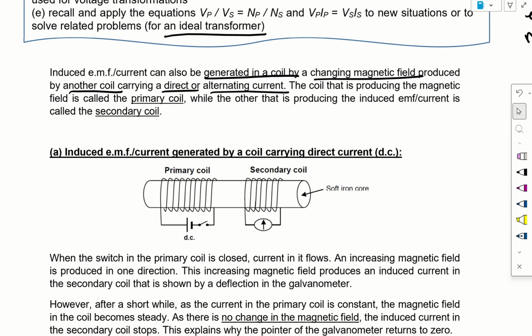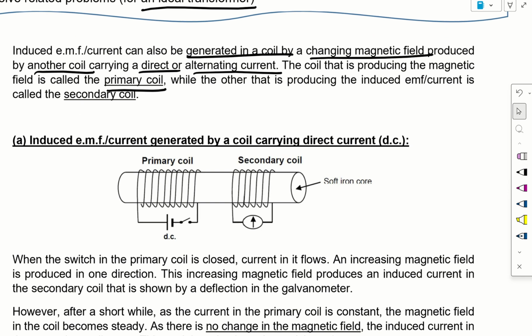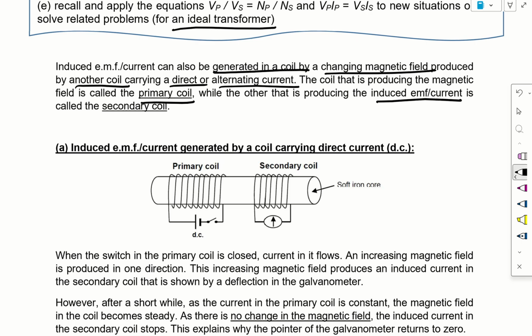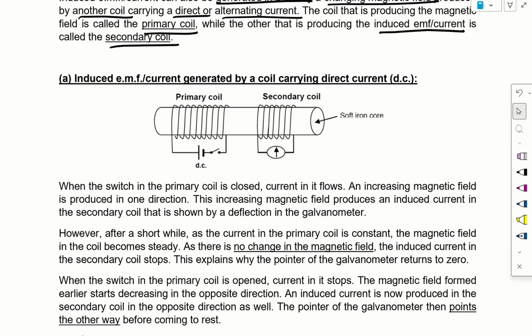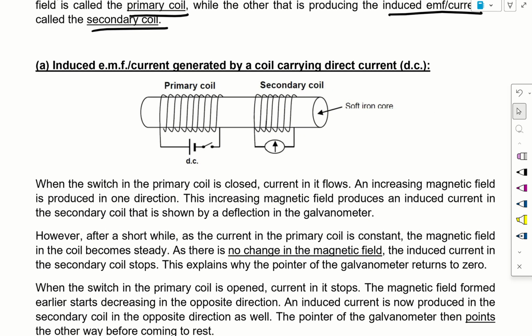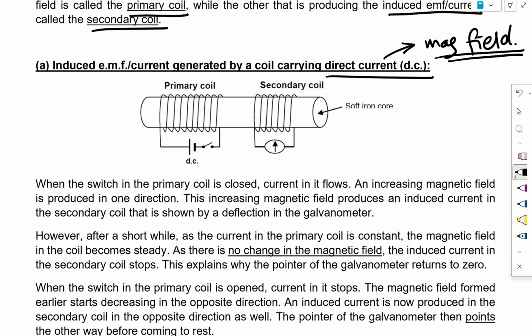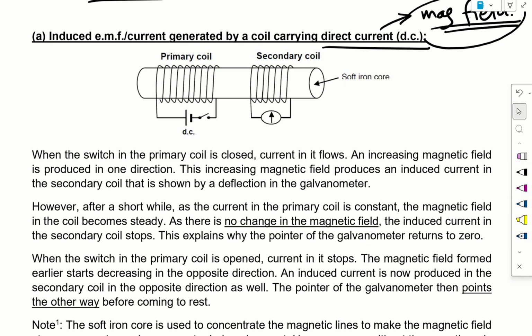Take note, the coil that's producing the magnetic field is called a primary coil, but the other that is producing the induced current or EMF is called a secondary coil. So let's see how this goes. What if we use a coil that carries direct current? When current flows, it will produce a magnetic field. If we have a coil that is near this primary coil, then it will experience a change in magnetic field, and therefore there will be an induced current.